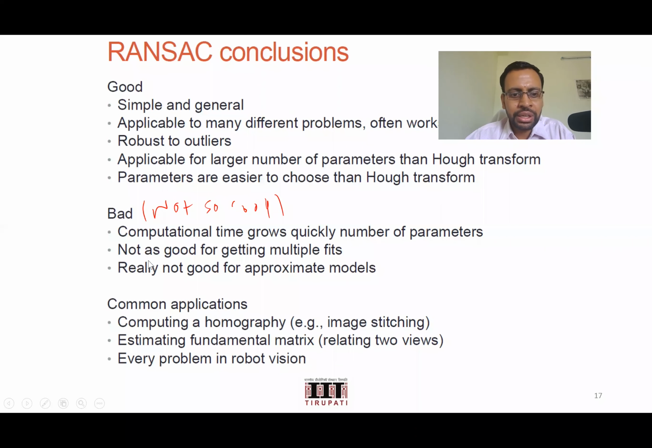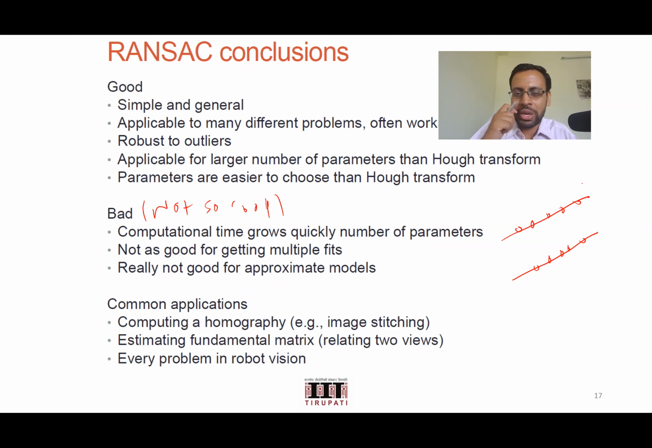Then, it is not as good for getting multiple fits. Still the problem: I have points like this. Again, I'm talking in terms of curve fitting, so you would prefer two lines here, but there is no way you could do it in RANSAC. Or you could think in terms of transformations. If one object is translated with a different value than another part of your image, then also RANSAC would fail. This is something we would do from the next class onwards when we start discussing motion estimation.